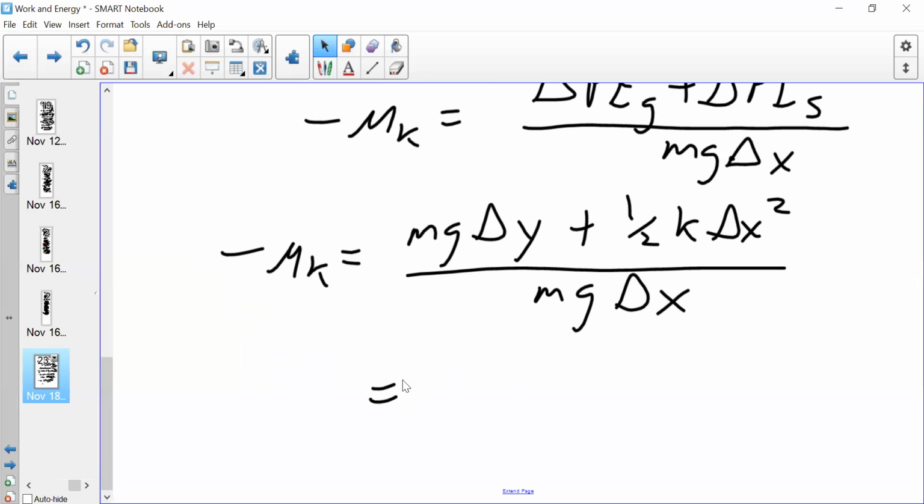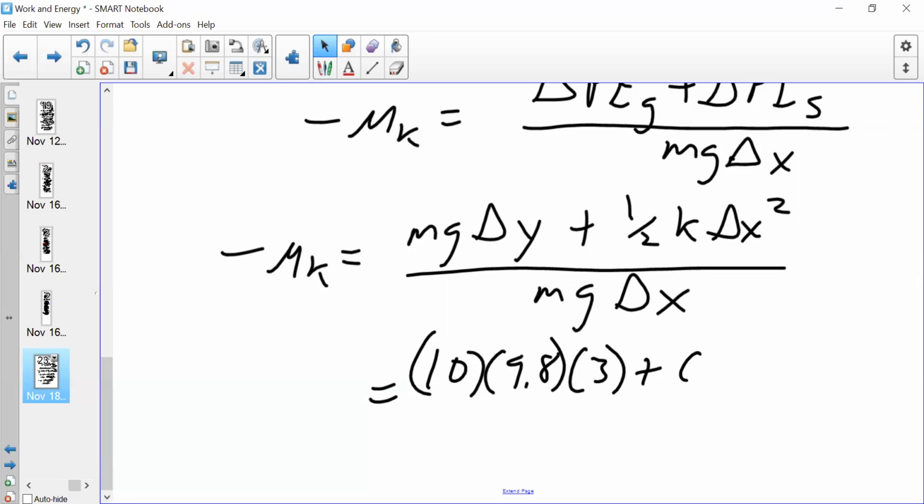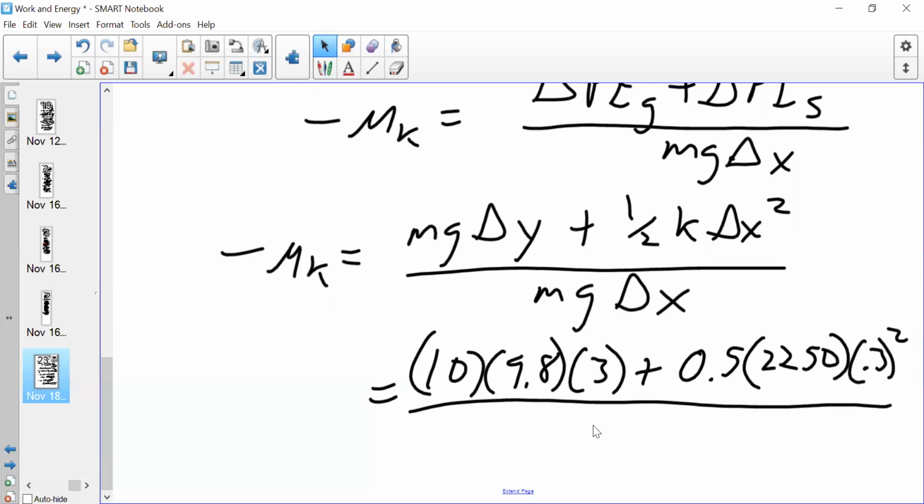Okay, now when you put your numbers in here, it's going to be mass of 10, 9.8 times 3, times 0.5, which is half, 2250. The displacement of the spring, put that all over the mass of the block.